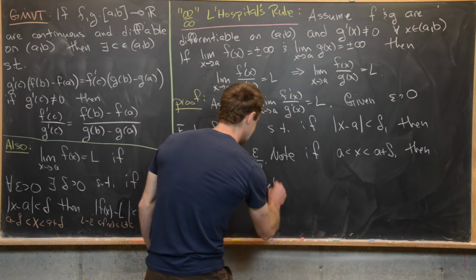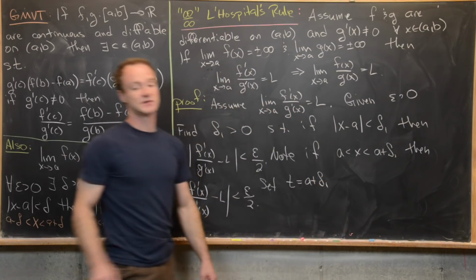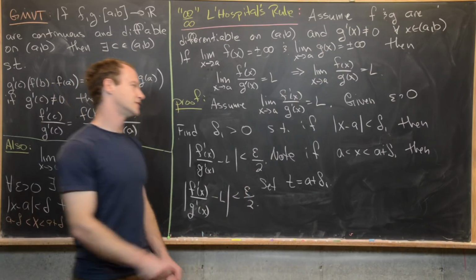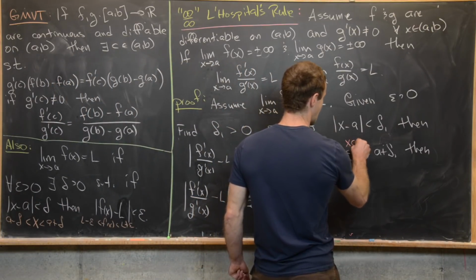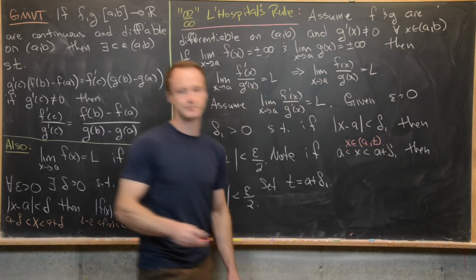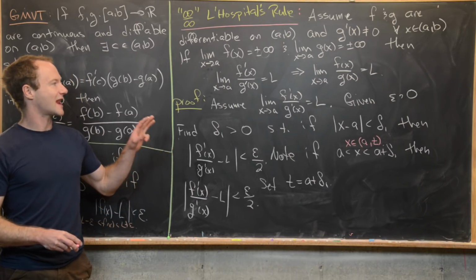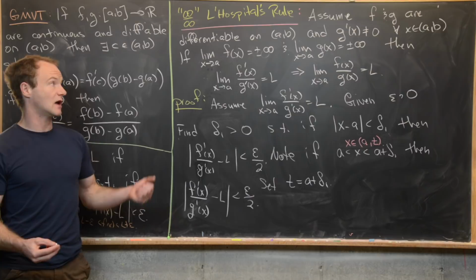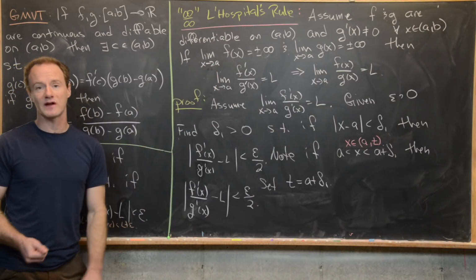So let's go ahead and set t equal to a plus delta 1. But now notice this notation, along with this inequality right here, tells us we can write x as being on the open interval a to t. Now here's a really important thing. We know that f of x and g of x are not really well defined at a. Notice their limits are plus minus infinity.